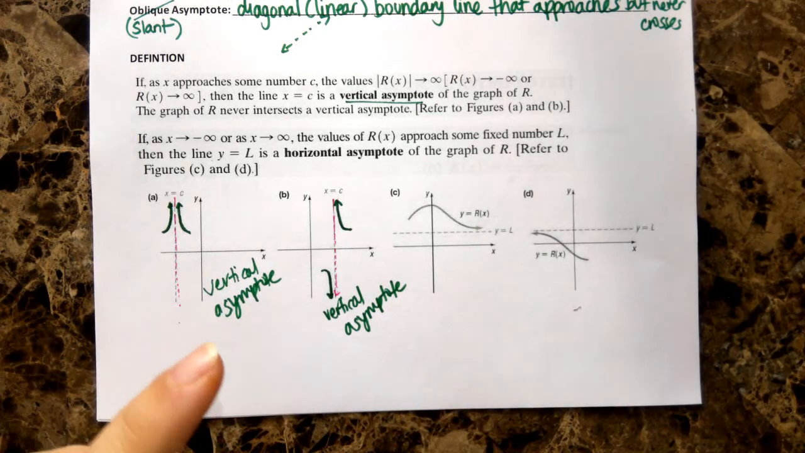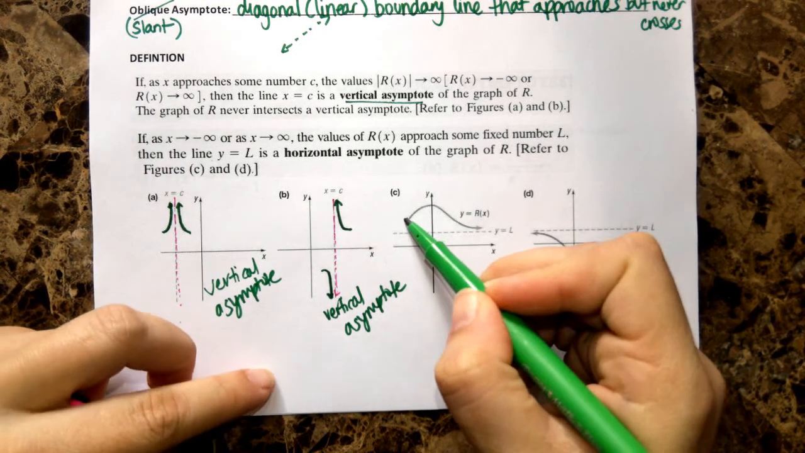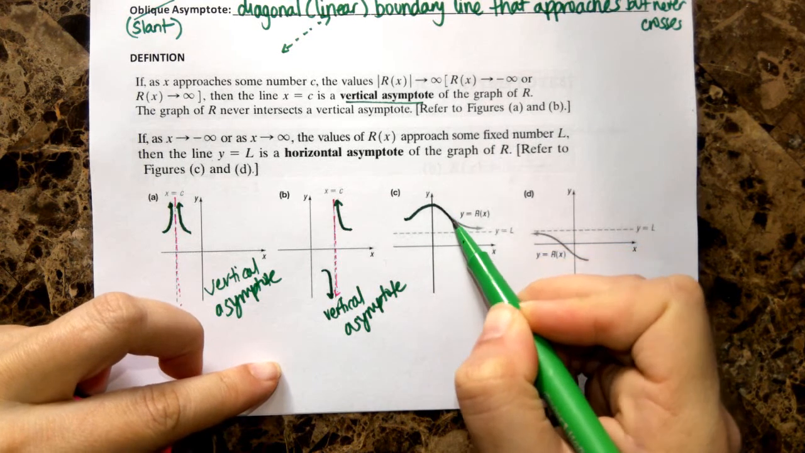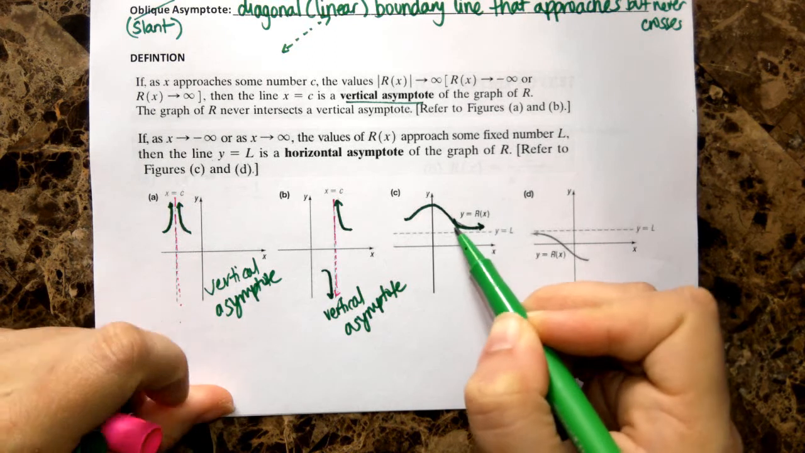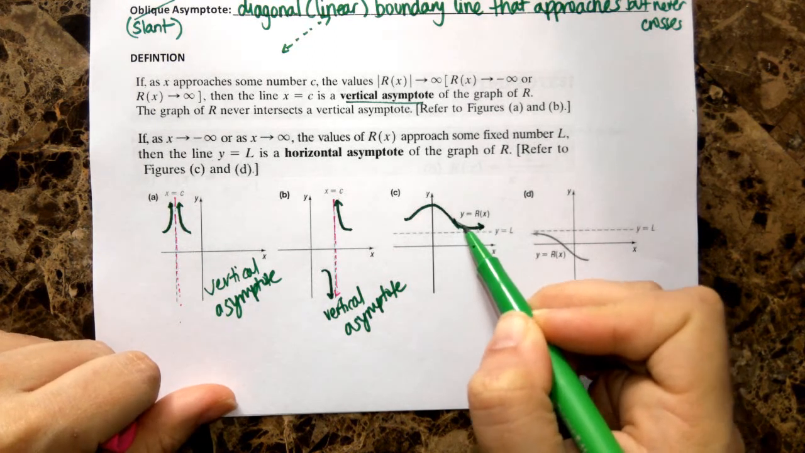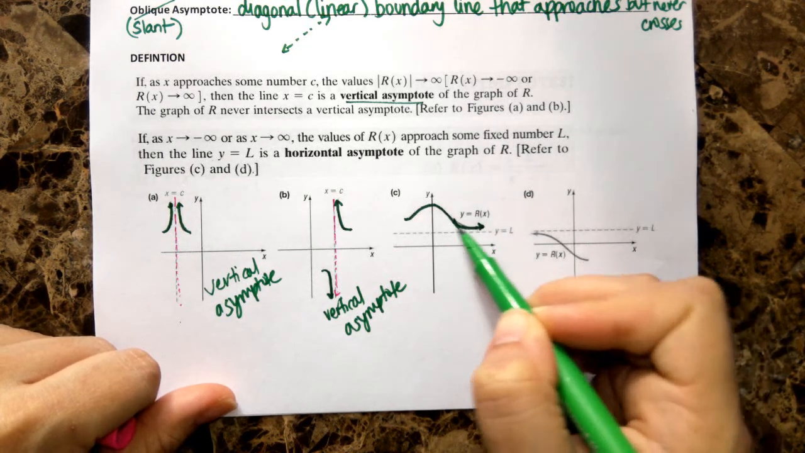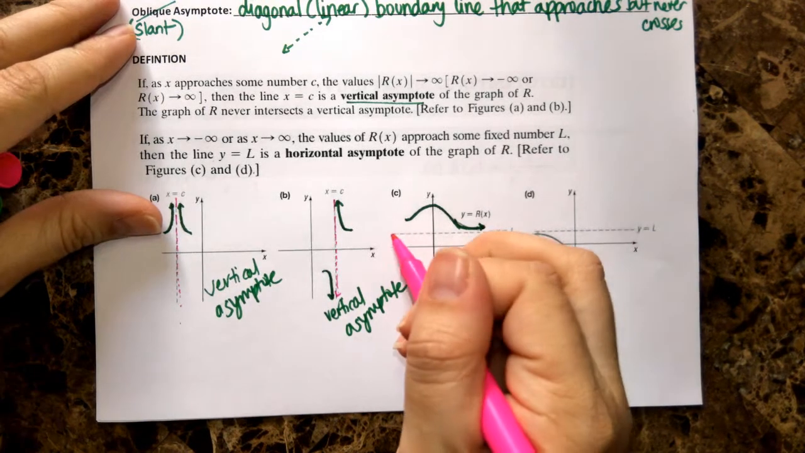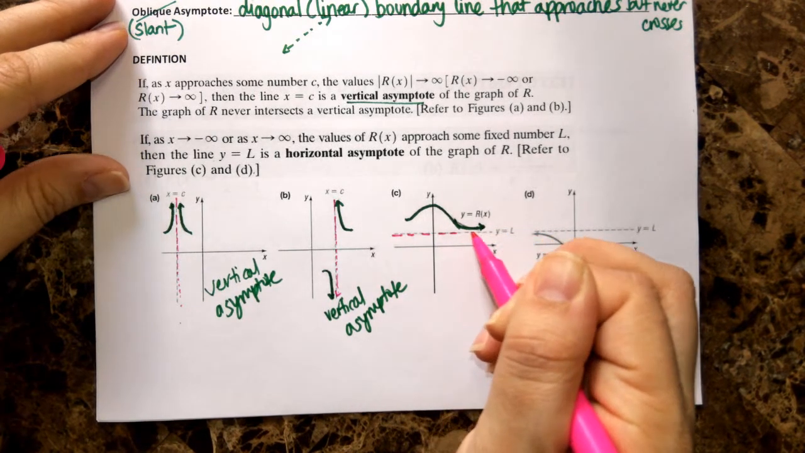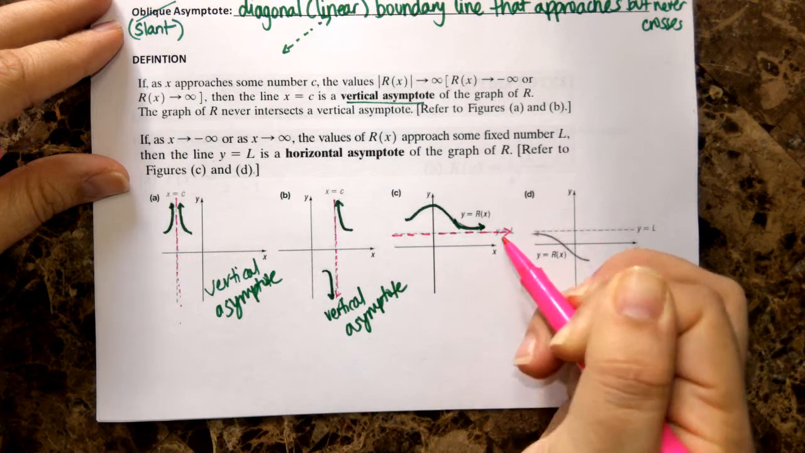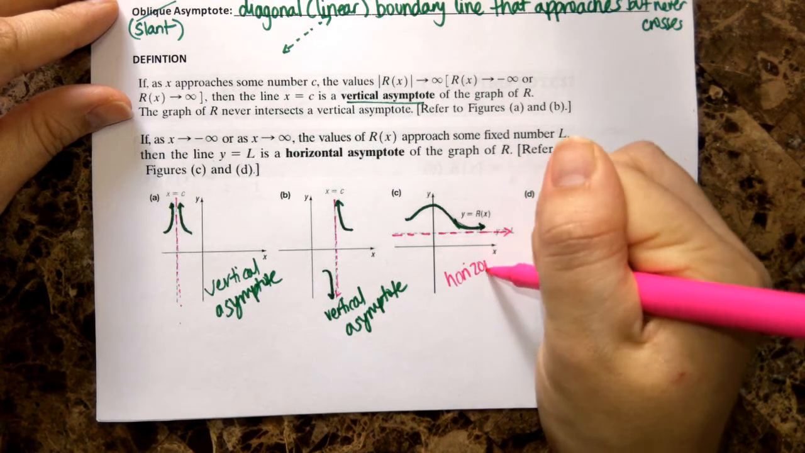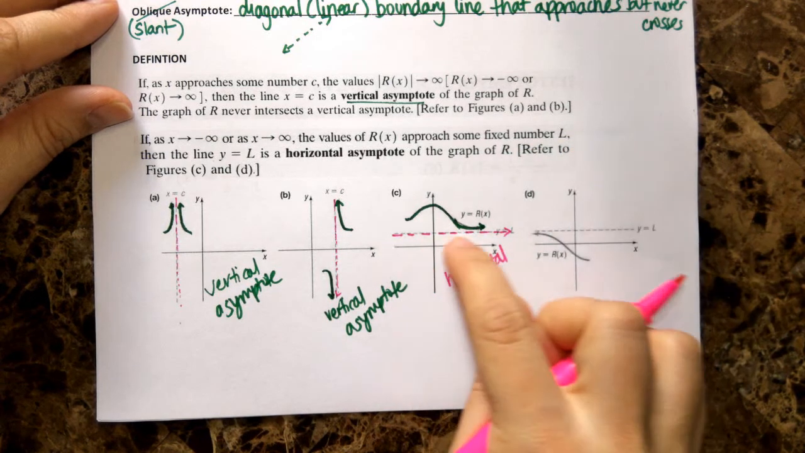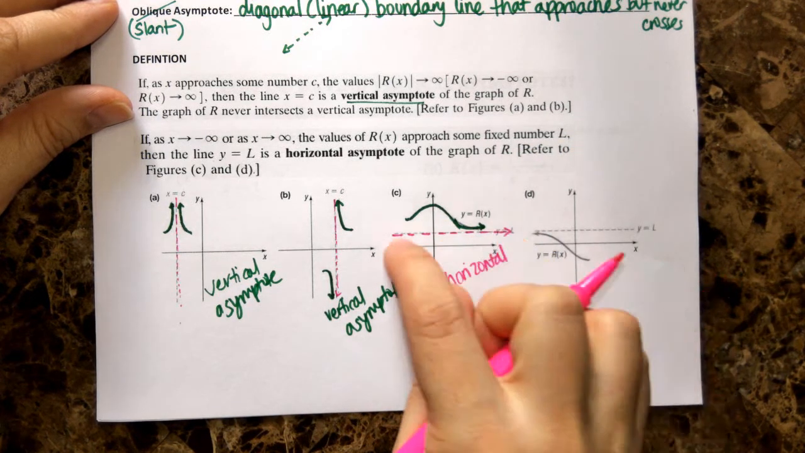Part C, we have this graph, and I'll go ahead and darken it for you. Notice as I continue tracing out this graph, it starts to flatten out into just a horizontal flat line. So this horizontal dashed line that they've already marked for us is called a horizontal asymptote, because it's this horizontal boundary line at which the graph starts to flatten out.